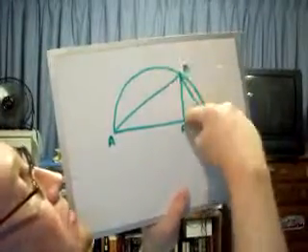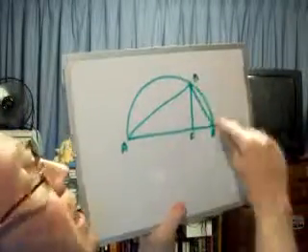Let FD be drawn from F at right angles to AB. So now we're drawing this. And let AD, DB be joined. So now we've drawn this line and this line.